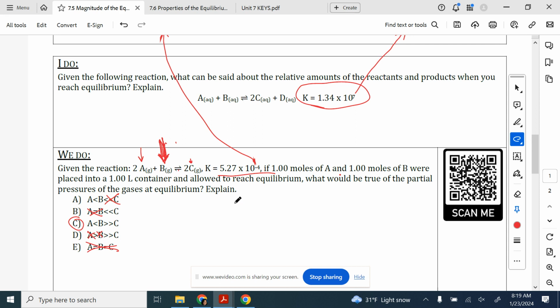Yay or nay? Complete total logic problem. Yes? Applying what you know about stoichiometry and now what you know about K, and then the rest of it's just logic. If you can do logic problems, you've got about a quarter of AP Chem licked. All right, 7-6.